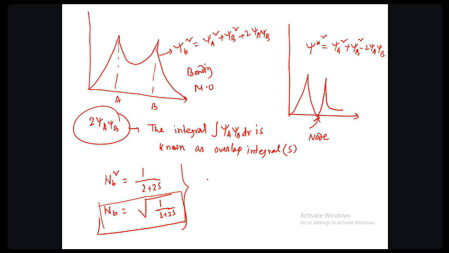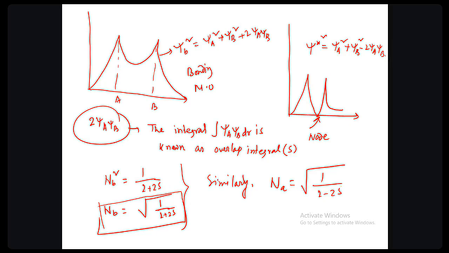Similarly, in the NET exam they ask this question. Similarly, we can say the anti-bonding orbital normalizing constant is root over 1 by 2 minus 2S.